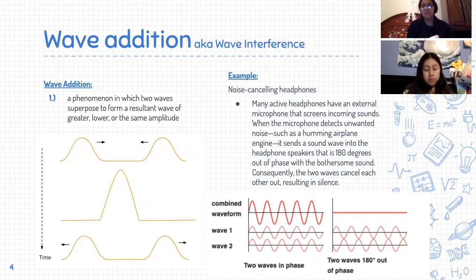Many active headphones have an external microphone that screens incoming sounds, and when the microphone detects unwanted noise, such as the airplane engine, it sends a sound wave into the headphone speakers that is 180 degrees out of phase with a bothersome sound, and consequently the two waves cancel each other out, resulting in silence.